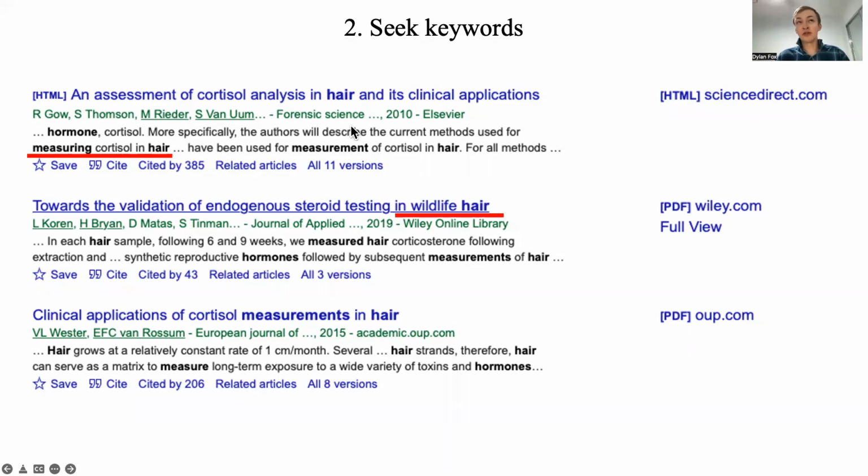This paper is in a forensic science journal, so it necessarily probably isn't going to be animal related, more likely human related. It doesn't mean it's not relevant. It just means that I'm searching quite broadly at this point.